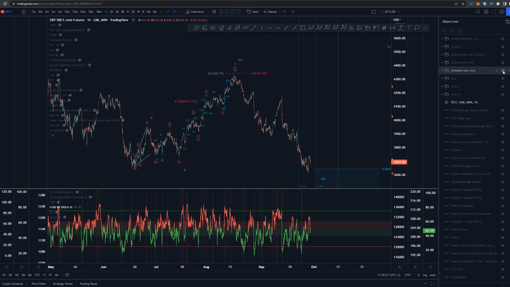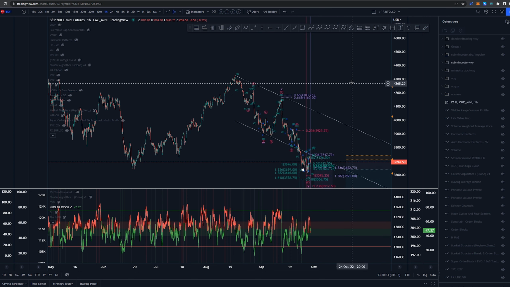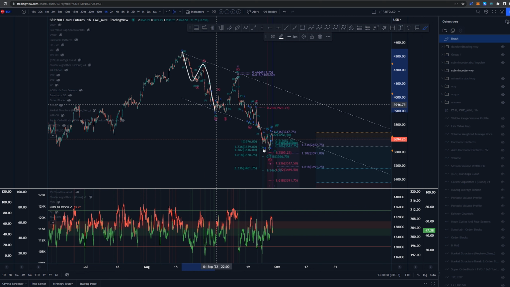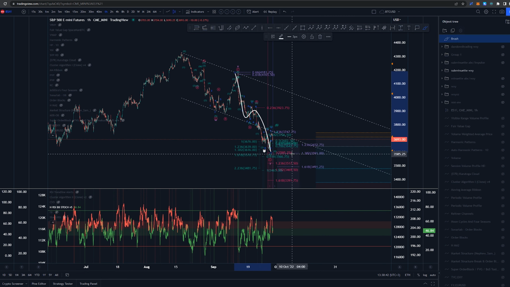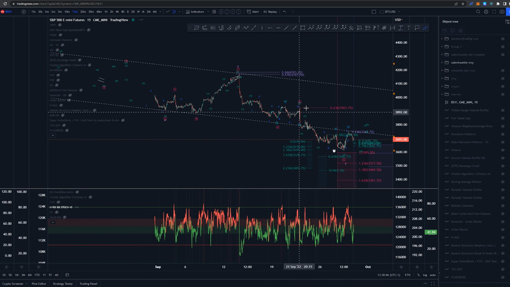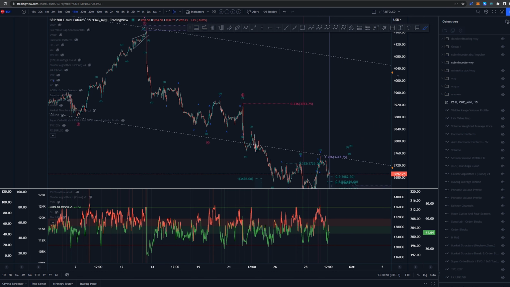Now in this one, we had two different ideas. One of them was saying that we had a WXY here. In this one, we had this as an ABC coming down, another ABC going up for that X wave, and then looking for another ABC coming downwards for the wave Y. If we are zooming in, we can take a closer look on this one.